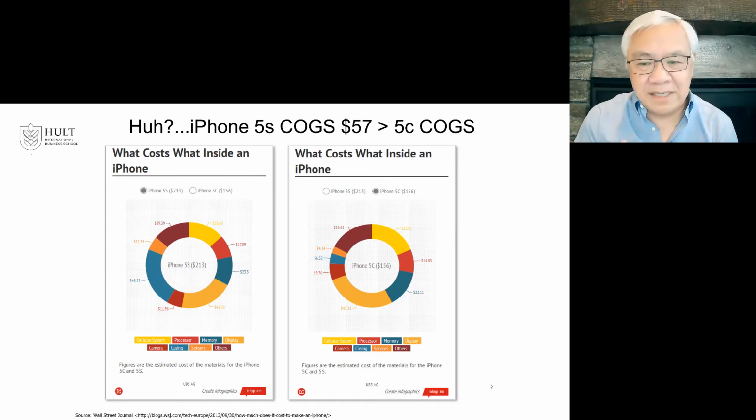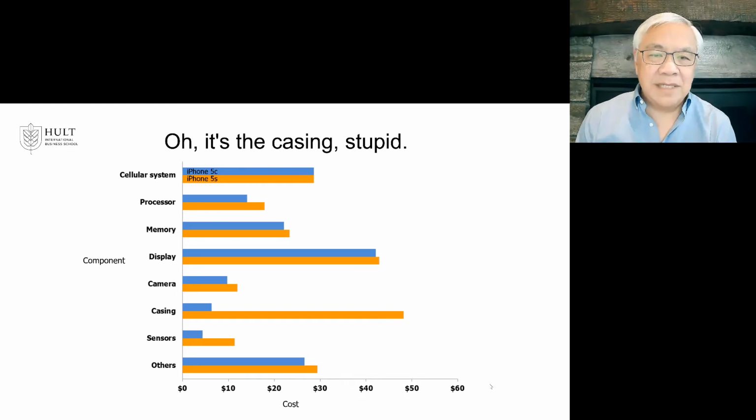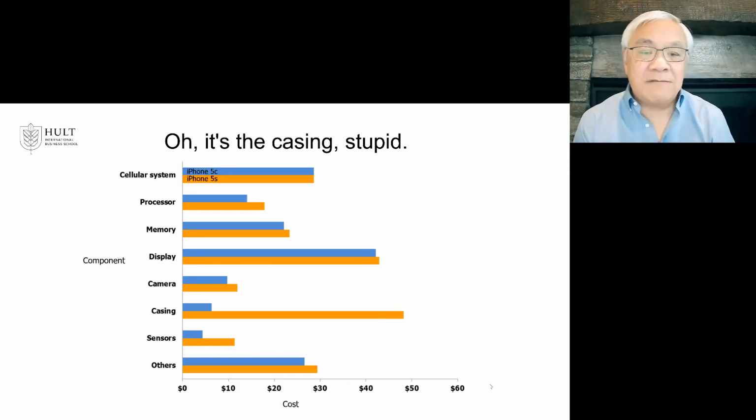So let's compare these donut slides to the next slide. Oh, it's the casing, stupid. In other words, we have two versions of the iPhone, the 5C and the 5S, and they have different costs. But when you look at the comparison of the costs, they're all pretty close except for one, casing. So the big difference in cost of the 5S versus the 5C is the casing.